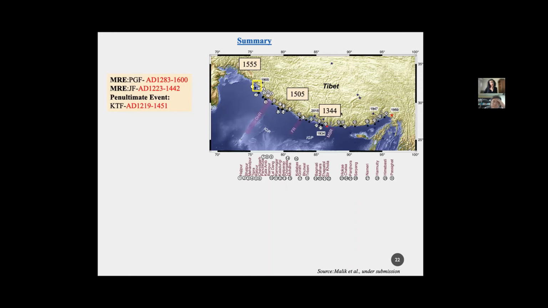So in historical records, we do not have any written records of deformation in Northwest Himalaya during 1344. So we can somehow rule this out. Then we are left with these two historical earthquakes, 1555 and 1505, and both of these earthquakes occurred within a time frame of 40 years. So with the current paleoseismic investigation, it is very hard to say which earthquake ruptured in this area, 1555 or 1505.